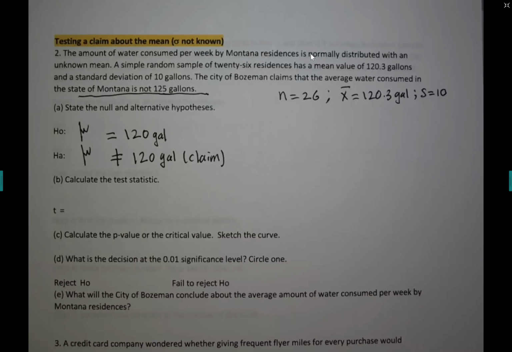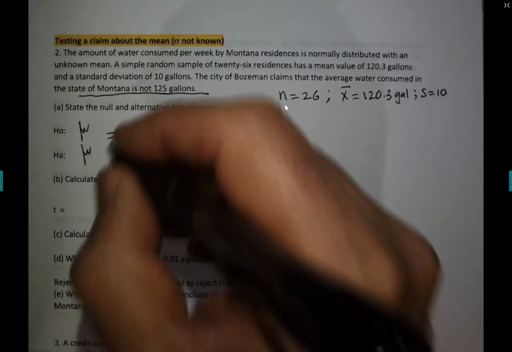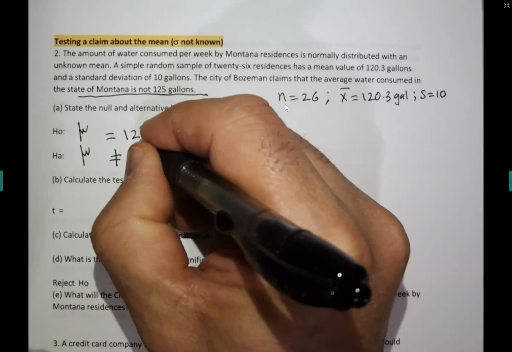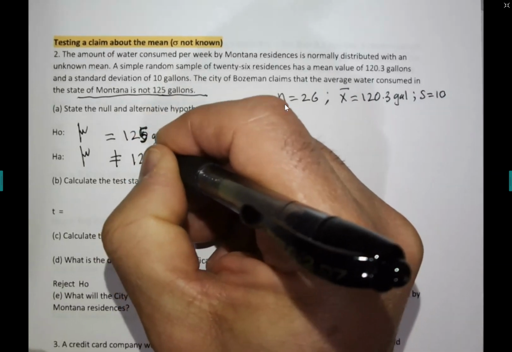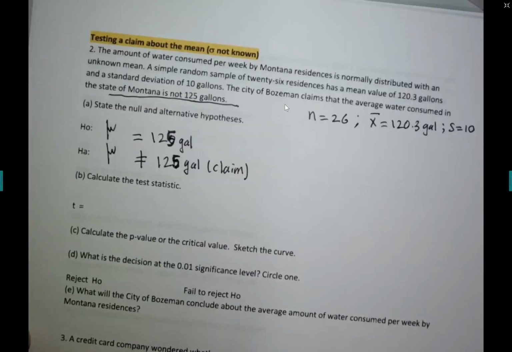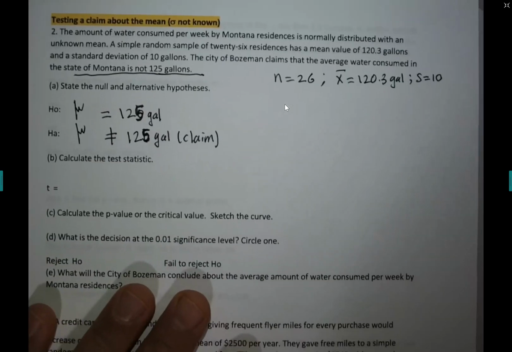Mr. Bazzi, you put 120. Should it be 125? I'm sorry. You're absolutely correct. 125. Thank you for noticing.